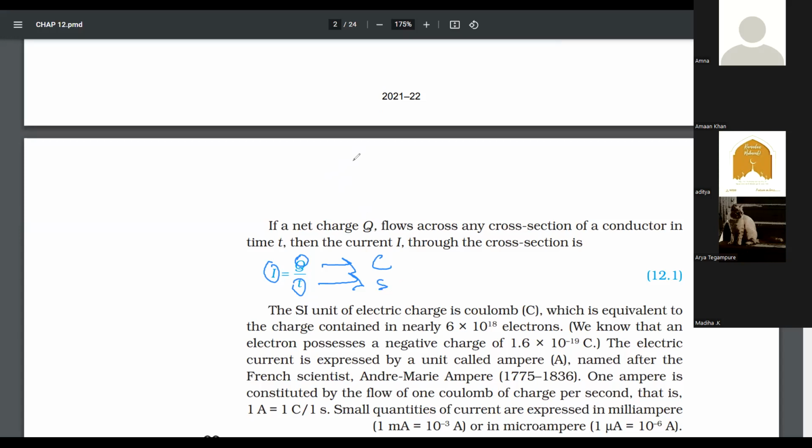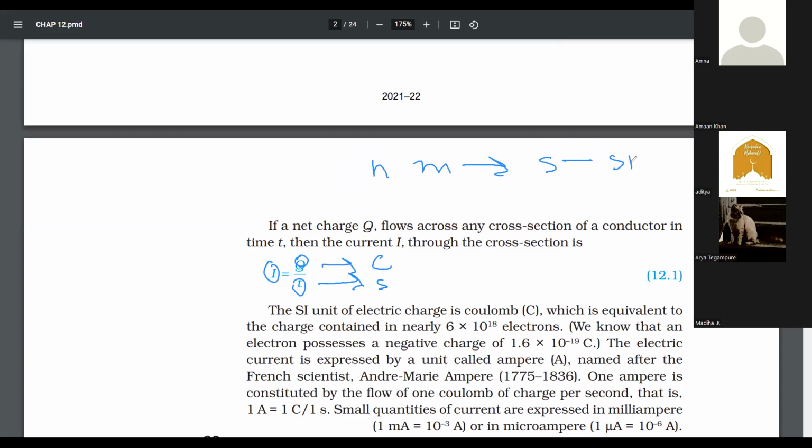Many times in questions, especially in boards, they'll give you the time in hours or minutes or something like that. Before solving the question, you always have to convert it to seconds, because seconds is the SI unit of time.